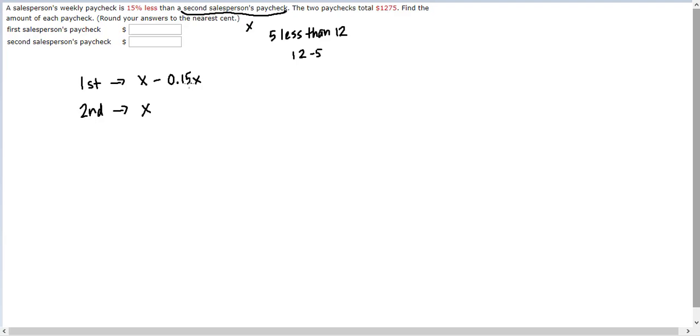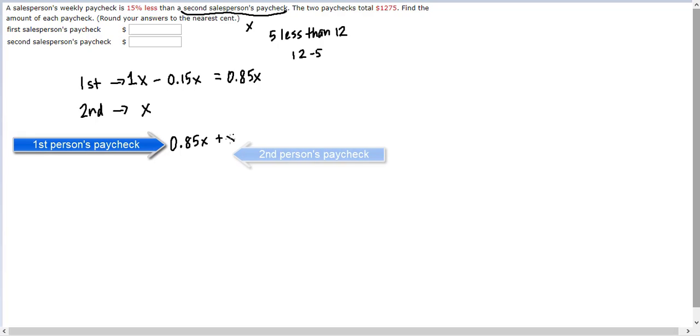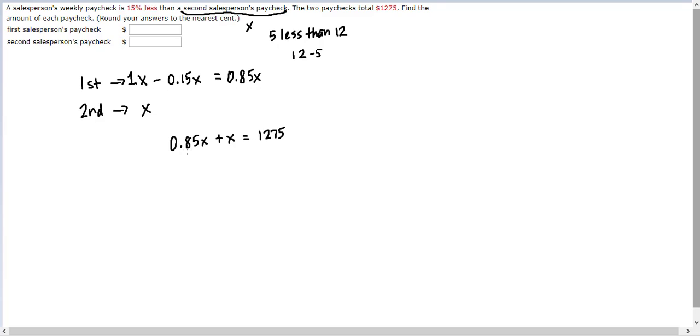So X minus 0.15X means that the first person's paycheck is 0.85X. Remember, this is like a 1X, and 1 minus 0.15 is 0.85. That's where we get that. So these two paychecks now total $1,275. So we would take 0.85X plus X is 1,275.